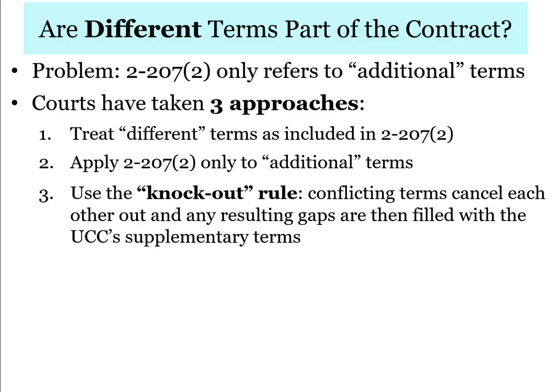Courts have thus developed a third approach to different terms, which is called the knockout rule. Under the knockout rule, the conflicting terms cancel each other out. In other words, the offeree's response is treated as an acceptance only of the terms of the offer which do not conflict. The ultimate contract then consists of the non-conflicting terms plus any of the UCC's supplementary terms, which include trade usage, course of dealing, course of performance, and gap fillers.